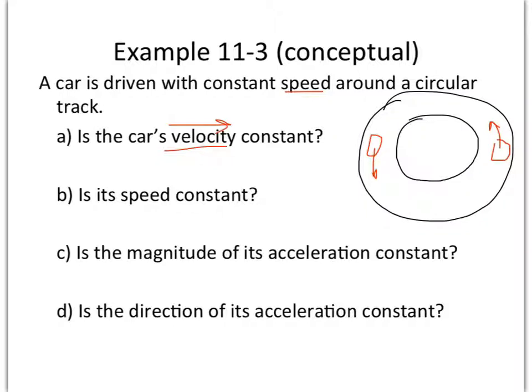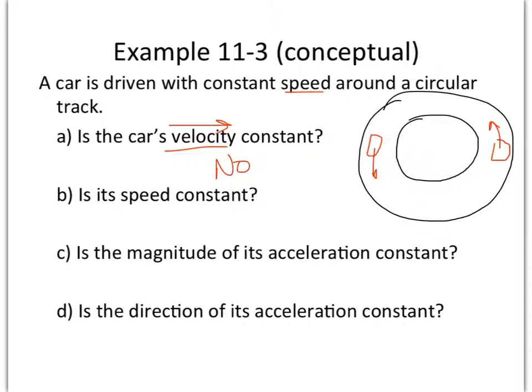So it can have a constant magnitude, but does this car have a constant direction? Not given these 2 points right here, it doesn't. Here's the velocity at one point, the direction, and here's the direction at another point. So clearly, the velocity is not the same because the direction keeps changing. The magnitude can be the same, but if the direction changes, you have a different velocity. So no, it's not a constant velocity.